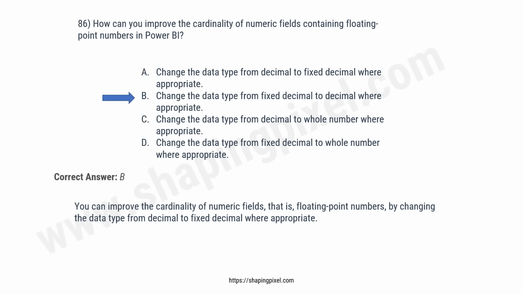So you can improve the cardinality of numerical fields, that is floating point numbers, by changing the data type from decimal to fixed decimal where appropriate.